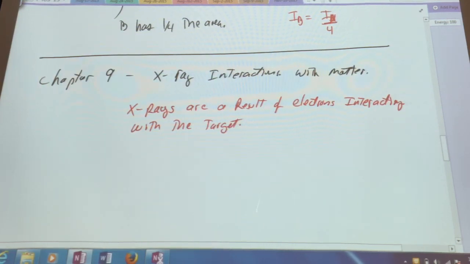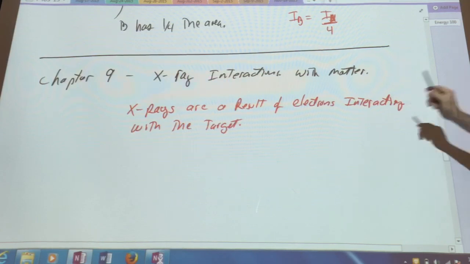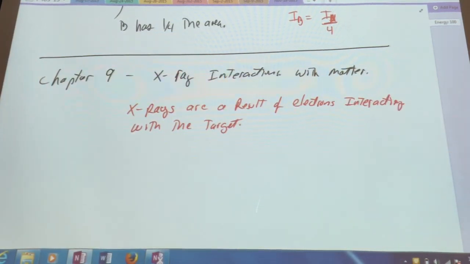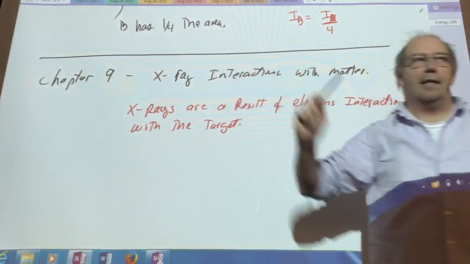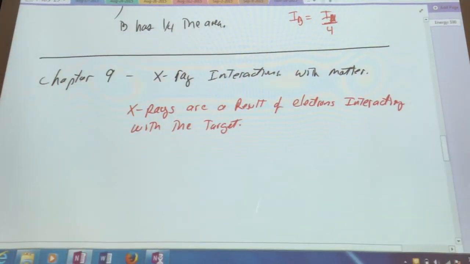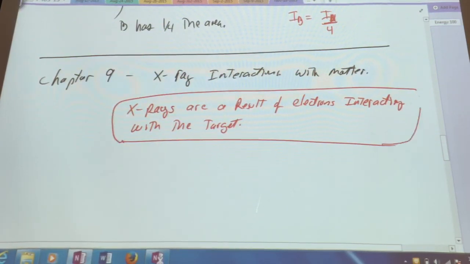And the reason I wanted to emphasize this is because in Chapter 9, we are sort of going to shift gears and have a different point of view. Up to now, we've mostly been focused on the electrons hitting the target. In Chapter 9, the electrons have hit the target. We don't care about them anymore. We are now fully into just concerning ourselves with the X-rays. So we're putting aside the electrons.